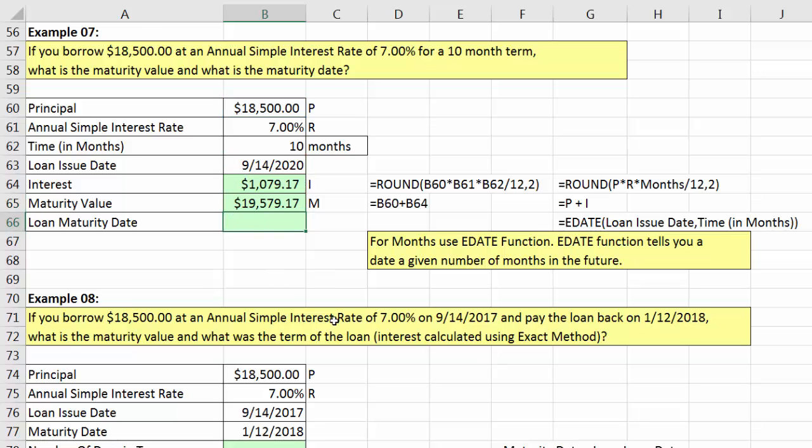The loan maturity date equals, well, we're dealing with months, so let's use E-date. I love E-date. It makes it so easy. There's the start date, comma, and how many months do we want to jump into the future? 10 months. It'll give me exactly our maturity date.